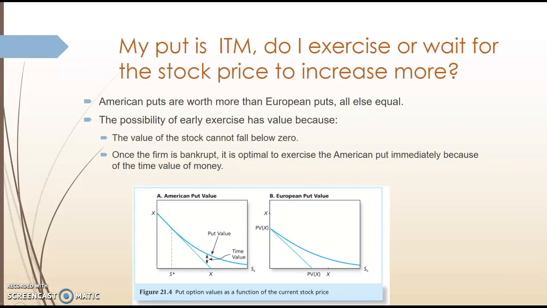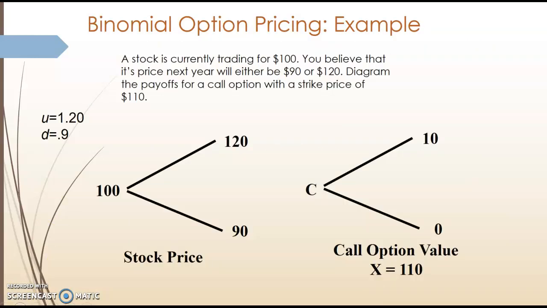American put options are actually worth more than European put options, all else equal, because the possibility of early exercise is not equal to zero, because the value of the stock cannot fall below zero. So when it's an American put option, note that the approach is a little less steep. We're not just concerned with the present value of X, the strike price. We look at the actual value of the strike price. So that's why American put options are worth a little bit more.